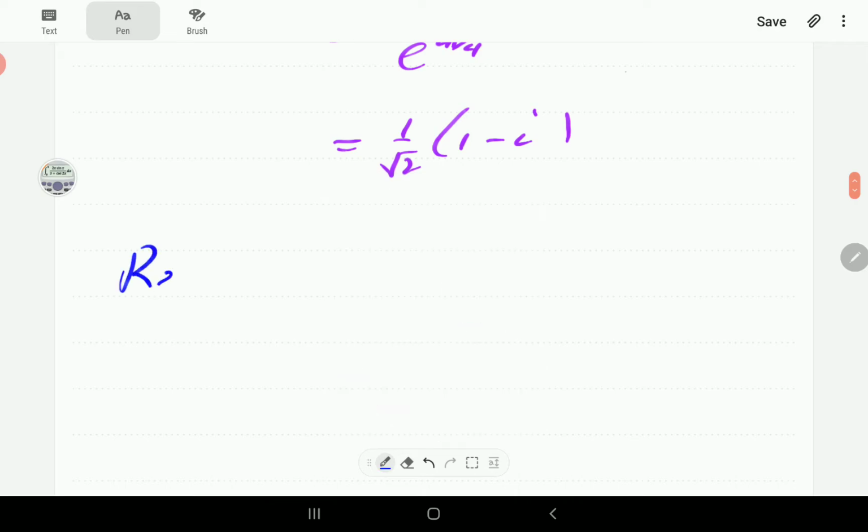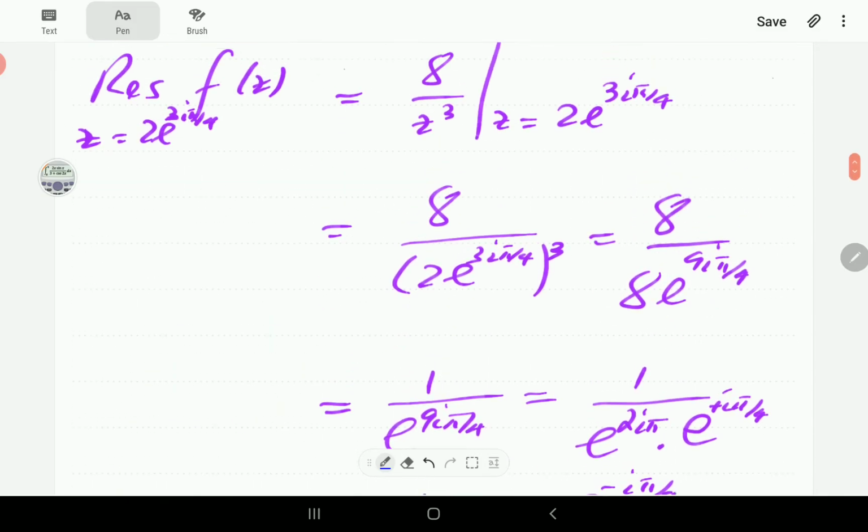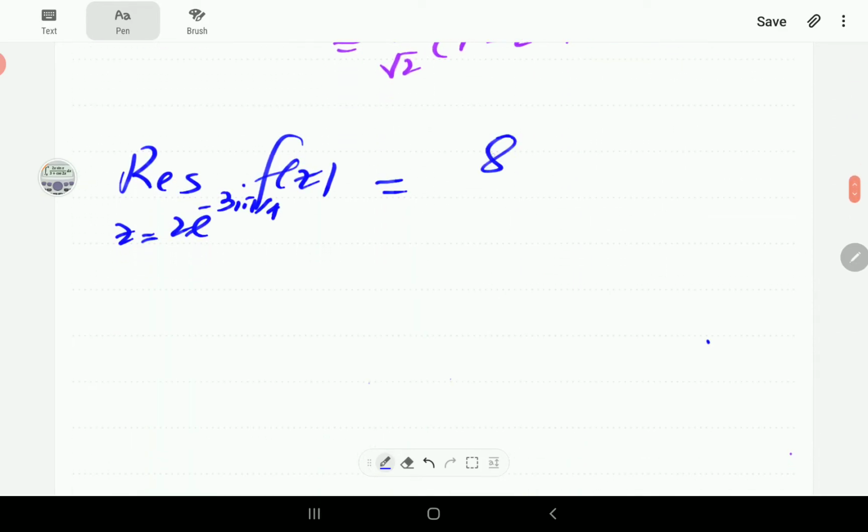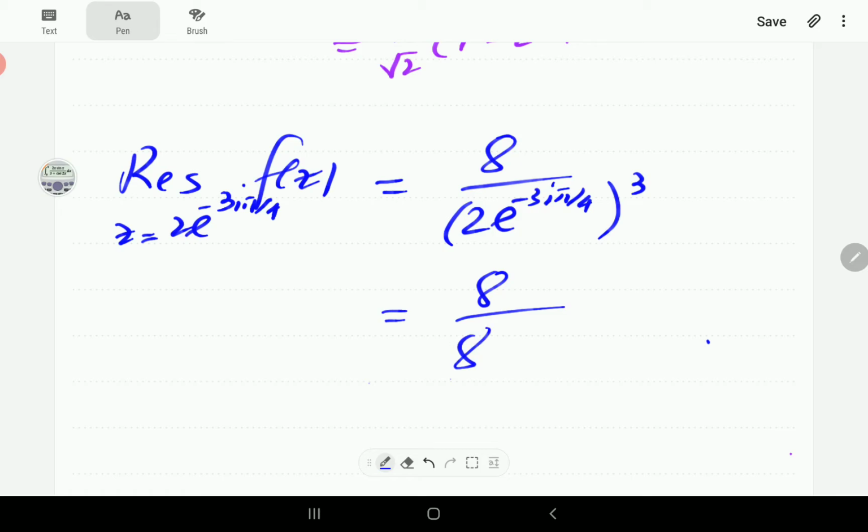That means, so when we work out the residue, I am using the minus 3iπ/4. So we simply substitute this here for all of them. So it's going to be 8 over 2e to the minus 3iπ/4 cubed. So 8 here, 8 here, minus 9iπ/4.